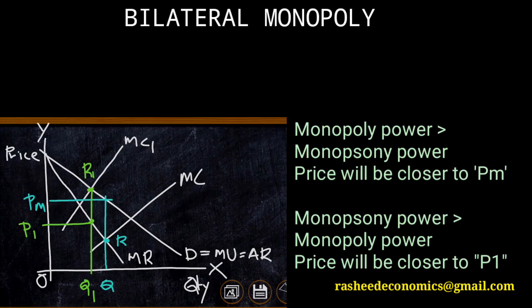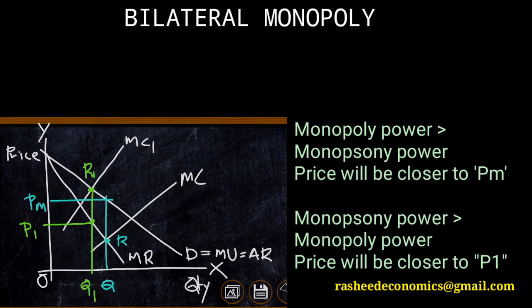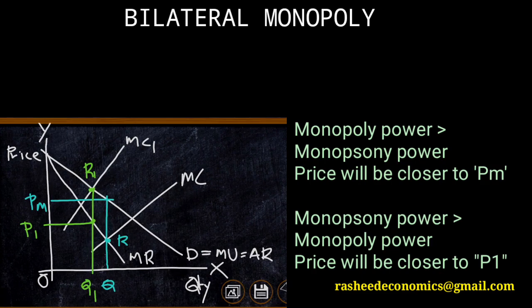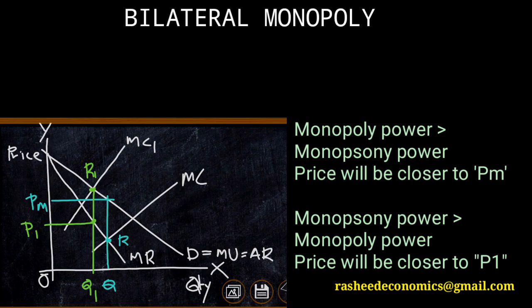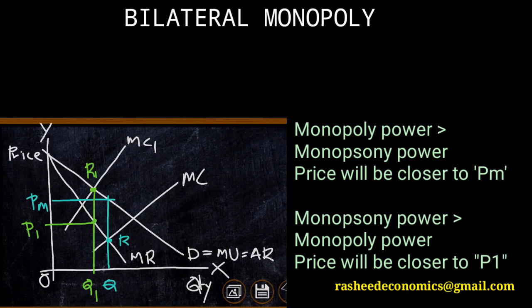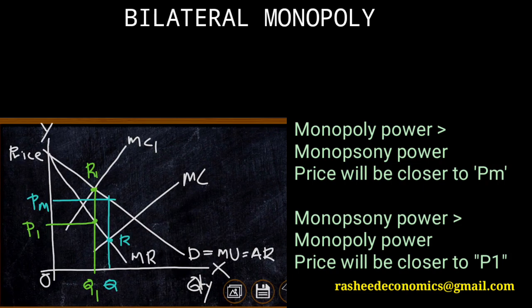If the monopolist is having more power, price will be very close to PM. And if the monopsonist, if the buyer is having more power, the price will be very close to OP1, that is lower price. Therefore, price and quantity will be fluctuating, or it is not possible to determine the actual quantity and price in case of bilateral monopoly.